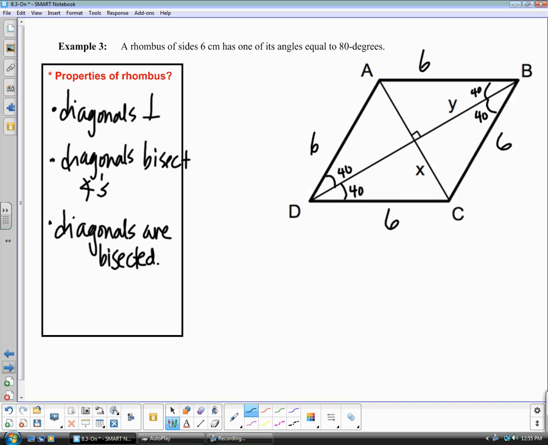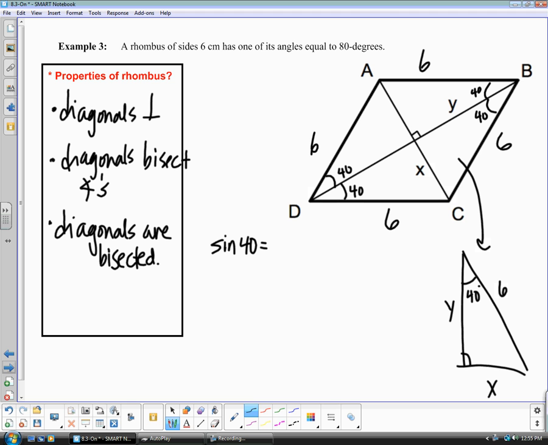Now let's find x and y. Pull this triangle out. Let's just redraw that. You're going to have x, y, 40 degrees, and you'll have a hypotenuse of 6. So let's use some trig. If we have 40, let's find x first. We're going to have the sine of 40 equals opposite over hypotenuse. And then to find y, we have to use cosine. We'll have cosine of 40 equals y over 6. Take a minute and figure out what your x and y values are.